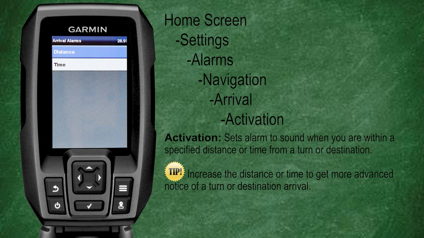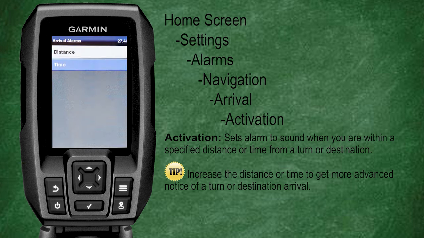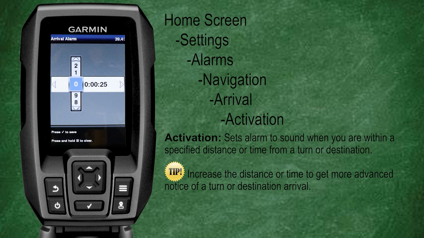Once we determine the type of alarms we want, we'll select activation. Here we'll choose to be notified either by distance or time. If you select distance, you'll have the option to input a distance parameter that you would like to be notified prior to your arrival or turn. When setting your alarm parameter to time, you can then set a desired amount of time prior to your arrival or turn that you'd like to be notified.